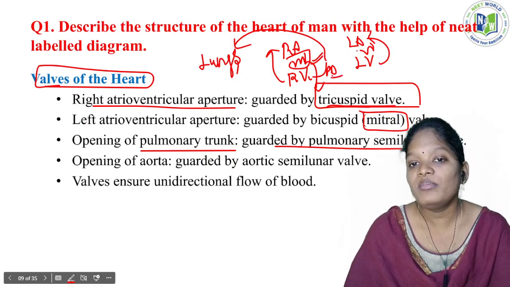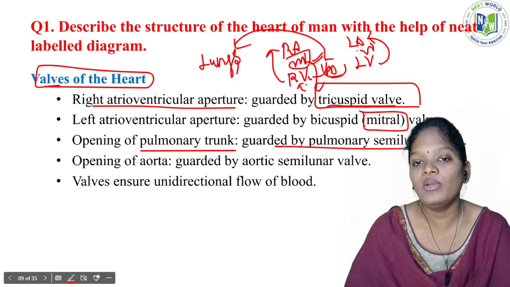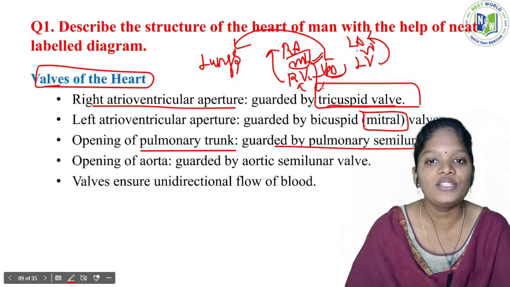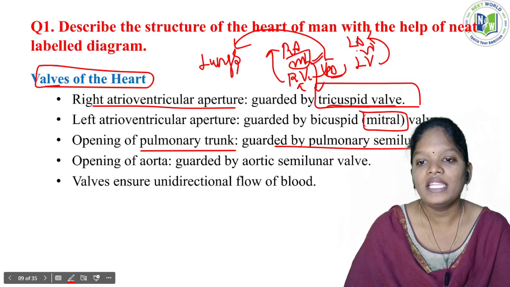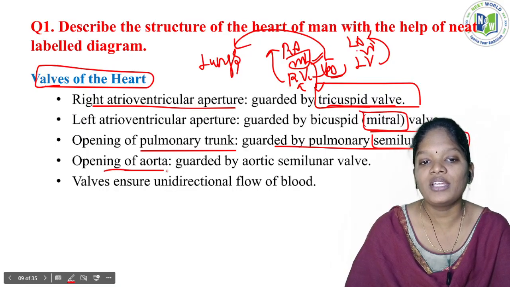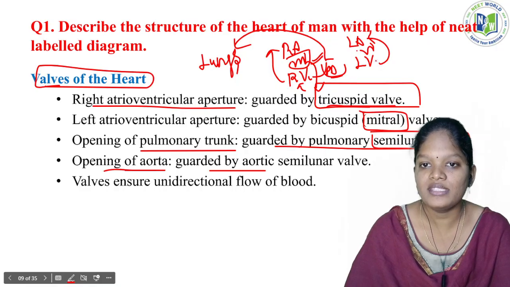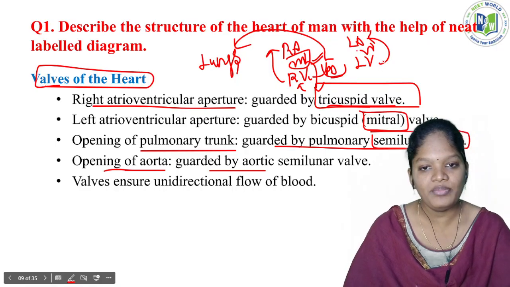What if the blood which is present in the pulmonary artery flows again into the right ventricle? It shouldn't happen. That is why there is a wall called the semilunar wall. Okay, now the opening of the aorta is also guarded by the aortic semilunar wall.